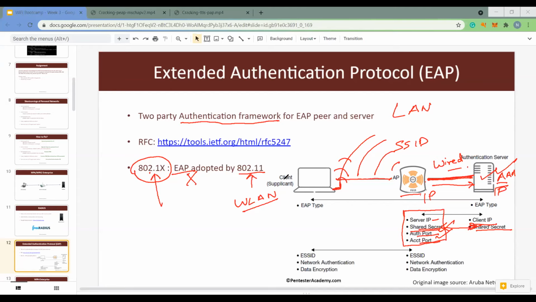Now, when we are talking about the supplicant or the client, that is the station, and the access point, for this side to authenticate, you will have the ESSID, that is the name of the SSID. Then you will have information about the authentication scheme, and then you will perform data encryption when you connect to the access point over the wireless network. And the same information is on this side also, to make the connection.